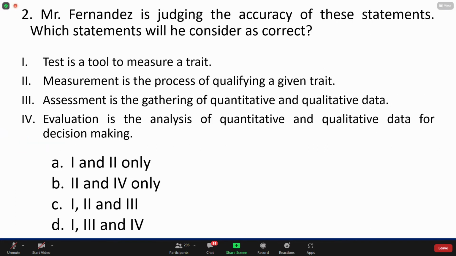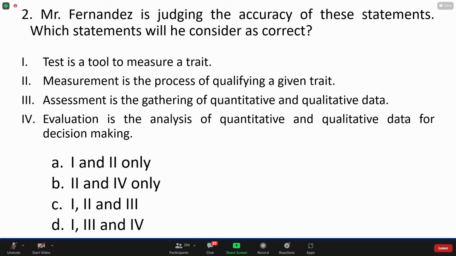Proceed tayo with number 2. I would like to hear Mr. Dimla for this. Mr. Dimla, can you read and answer? Ay, wala daw mic si Sir Dimla. Can we have Mr. Ilunio to answer this? Am I loud and clear, sir? Yes, sir.